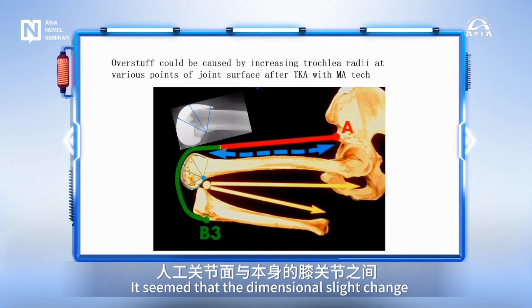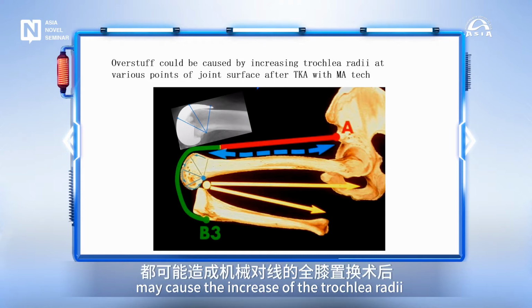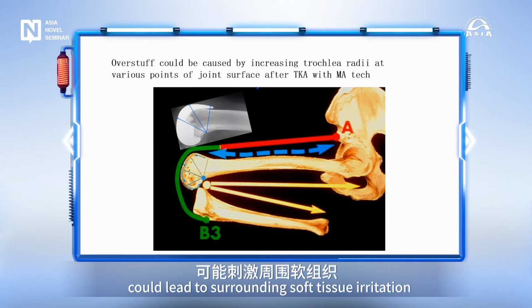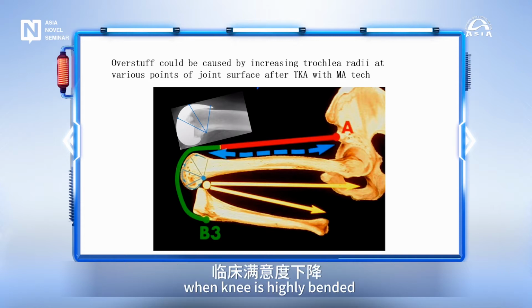Well, anyhow, I think that, as mentioned, the slight dimensional change of the prosthetic joint surface from the natural knee may cause an increase of the trochlear radius at various points of the bearing surface after TKA with the MA technique. Such overstuffing could lead to surrounding soft tissue irritation, and clinically patients are unsatisfied when the knee is highly bent.